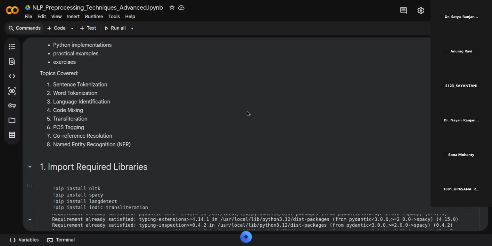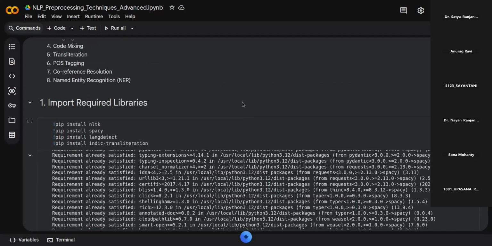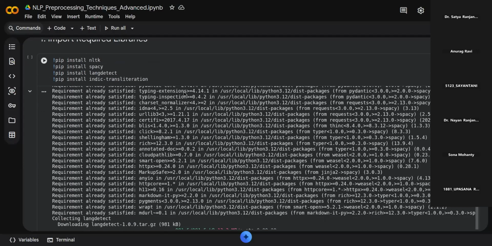So today what we'll discuss, the parts we have discussed. In the last class we have not done the tokenization, so today we'll do that tokenization also. For this we need some libraries. One library is NLTK, another library is called spaCy, that is also an important library. And I have used indic transliteration, langdetect, and some other libraries are also required.